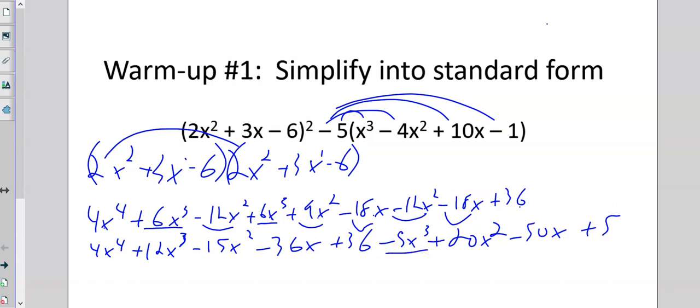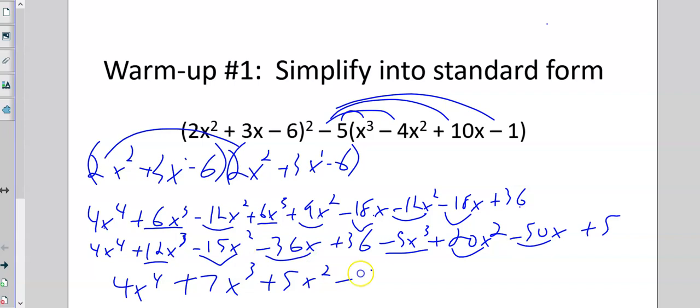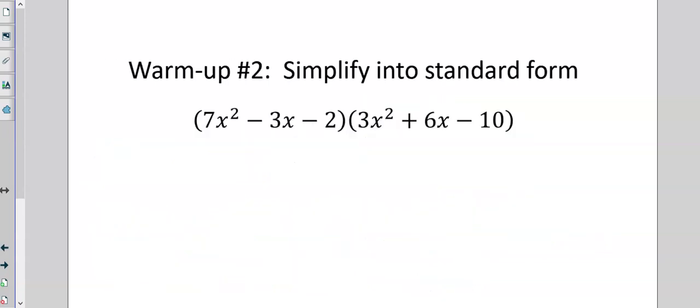And now I'm going to see if anything joins together again. Well, this is going to go with this. So we end up with 4x to the fourth. 12 minus 5 is 7, so plus 7x cubed. Negative 15x squared plus 20x squared, that's positive 5x squared. Negative 36, negative 50 is negative 86x. And then 36 plus 5 is 41. Slow refresher, a little bit of everything.